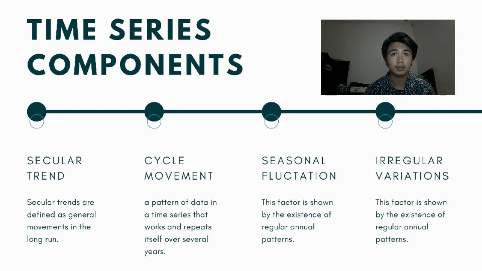Number 3 is seasonal fluctuation. The third component of time series is seasonal variation. This factor is shown by the existence of regular annual patterns. Seasonal variation repeats every year. And the last is irregular variations. This factor is shown by the existence of regular annual patterns.